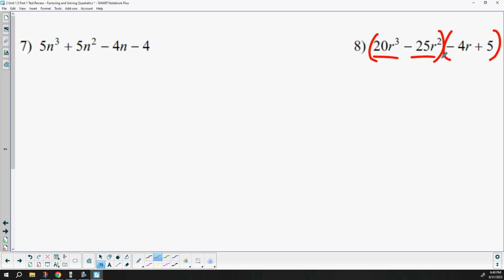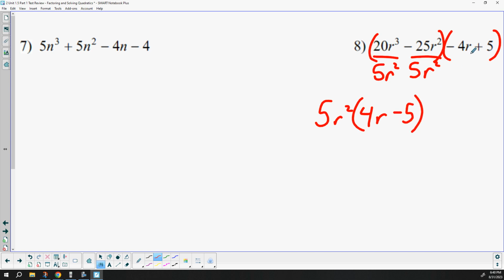I can pull a 5 and an r squared. Again, always picking the smaller variable there. So 5r squared. 20 divided by 5 is 4. r cubed over r squared, that's like 3 minus 2, so it's just 1r. We got negative 25 divided by 5. We get a negative 5 there.